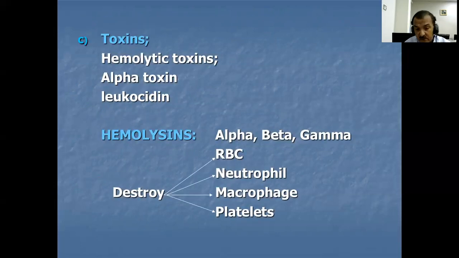Toxins. What are the toxins which are produced by Staphylococcus aureus? Because Staphylococcus aureus is associated with two types of diseases, inflammatory mediated diseases and toxin mediated diseases. So what are the toxins which are released by Staphylococcus aureus? Hemolytic toxin, alpha toxin, leukocidin. Hemolysins: alpha, beta, or gamma hemolysin. What is the function of the hemolysins? They destroy the RBC, neutrophils, macrophages, and platelets.